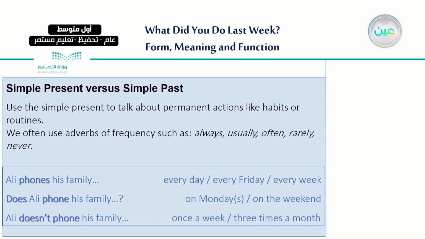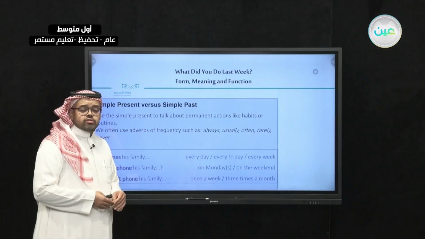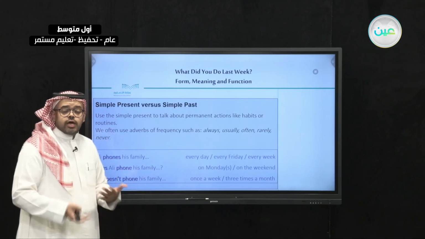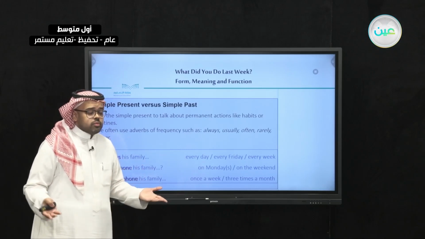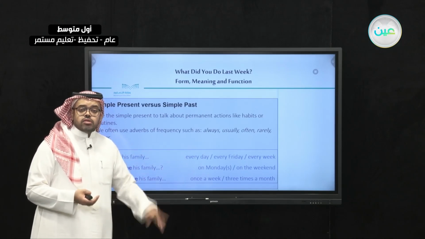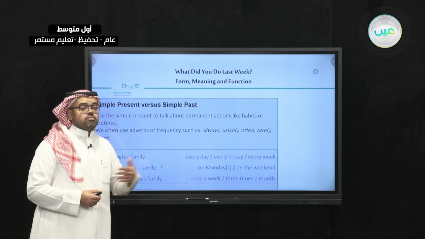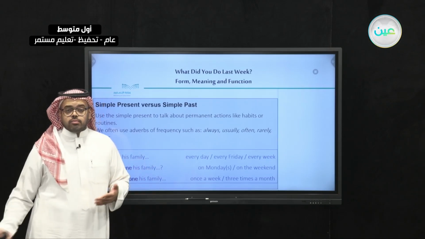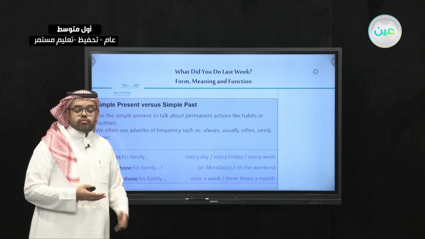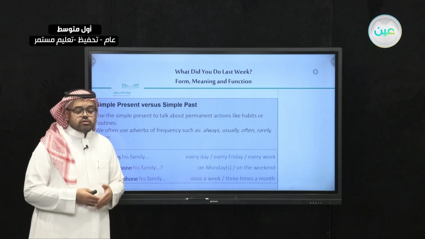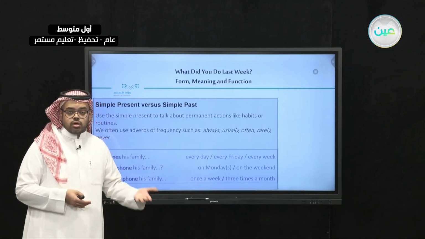We usually use the simple present to talk about permanent actions like habits or routines. And we often use the adverbs of frequency such as always, usually, often, rarely, or never with this tense. So we usually use the simple present for habits, for routines, the things that I do every day. For example, when I say, I pray 5 times a day, pray here is in the simple present tense, and I use it because praying is something that I do every day. I can say, for example, I go to work every day. So go here is written in the simple present because I'm talking about a habit or routine of myself.